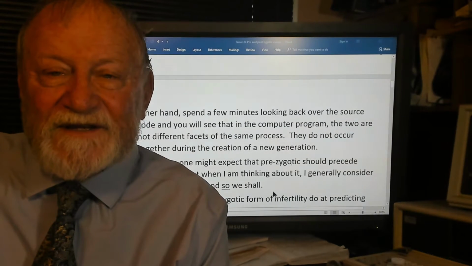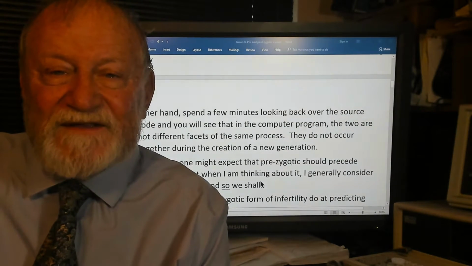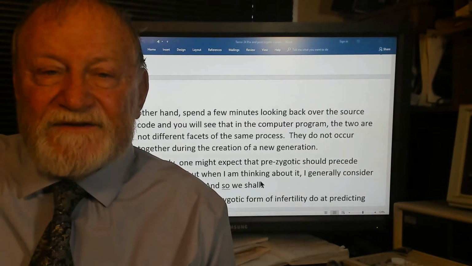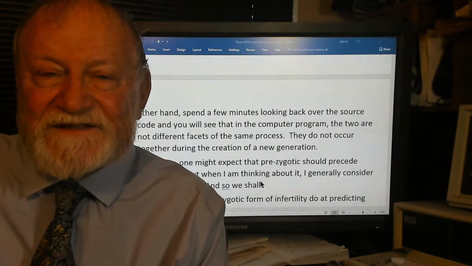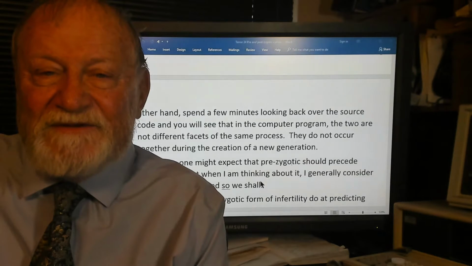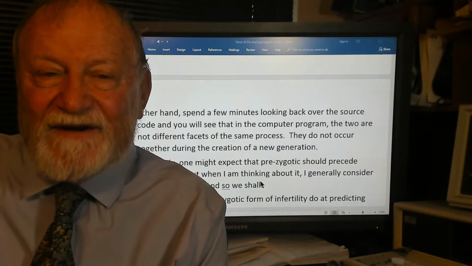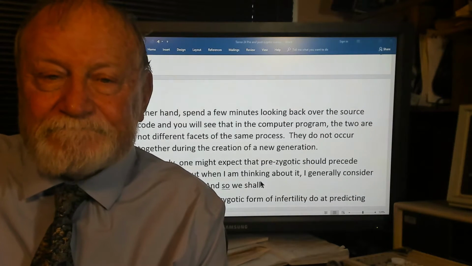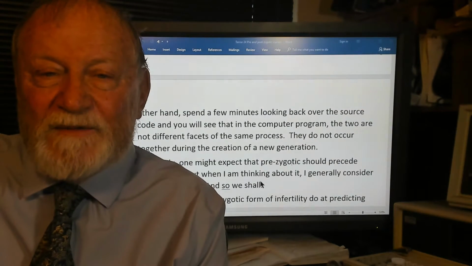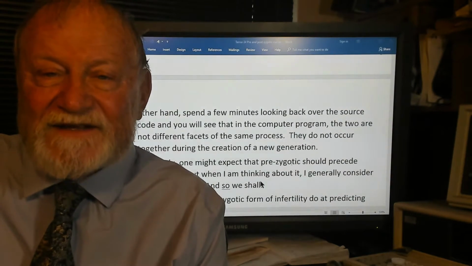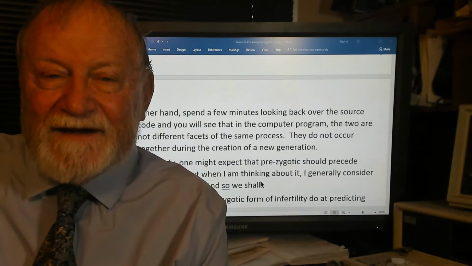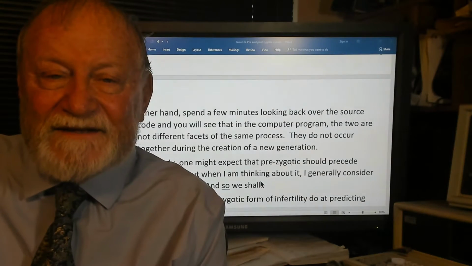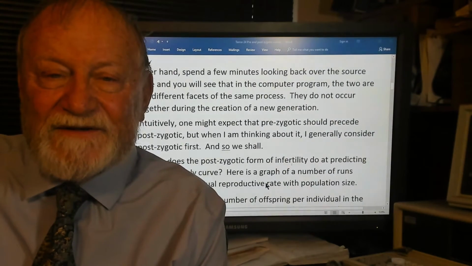Spent a few minutes looking back over the source code. You'll see that in the computer program, the two are not just different facets of the same process. They do not occur together. They're not close together during the creation of a new generation. Intuitively, one might expect that pre-zygotic should precede post-zygotic, but when I think about it, I generally consider post-zygotic first, and that's what we're going to do.